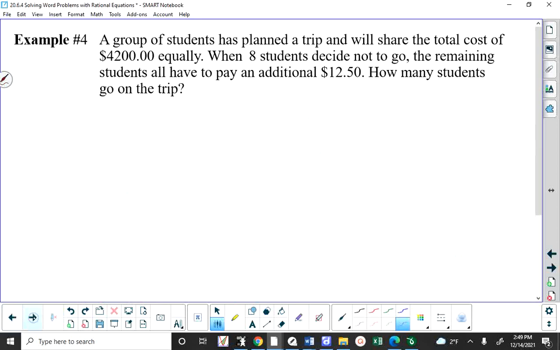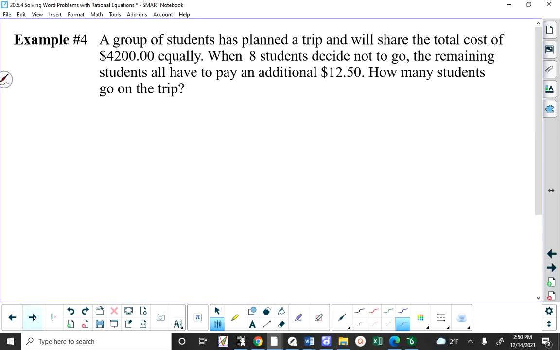All right. Number 4. A group of students has planned a trip, and they're all going to share $4,200 equally. We don't know how many students are going on the trip, but we know that each of them will pay whatever their portion is of $4,200. But 8 students decide not to go.